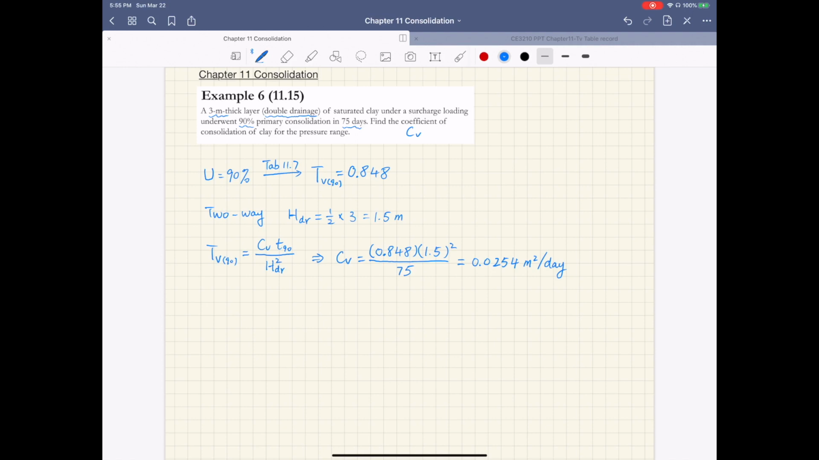And you can also convert the unit. If you express it in terms of centimeters squared per second, this is 0.00294 centimeters squared per second.